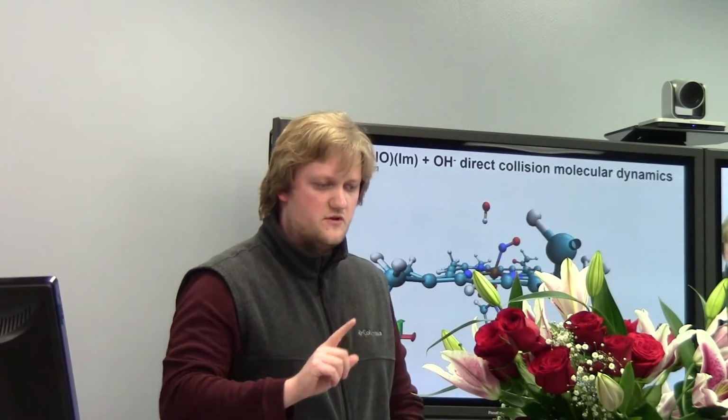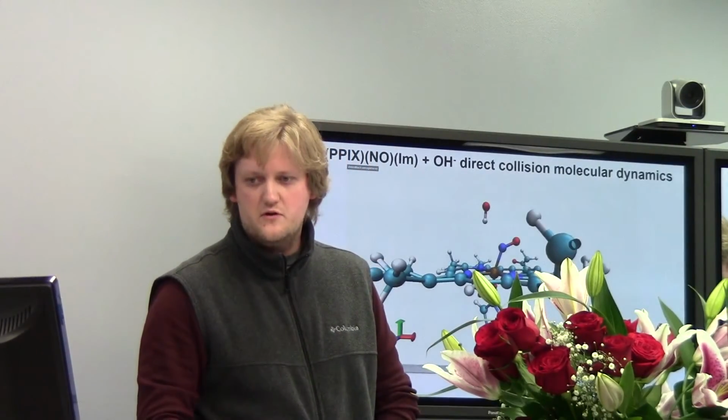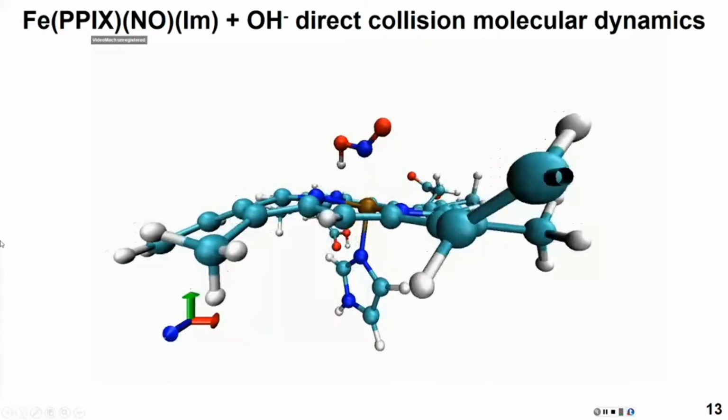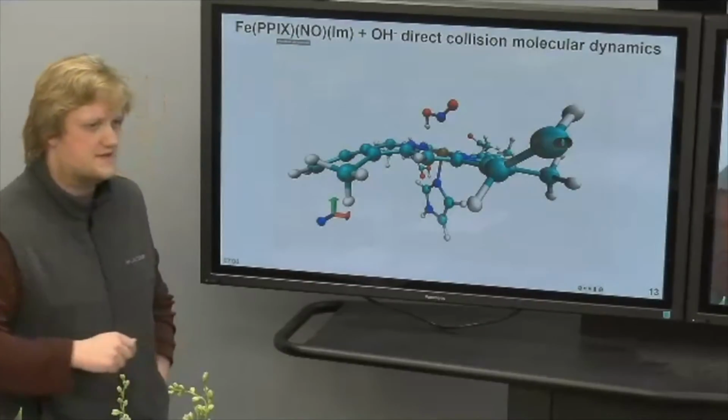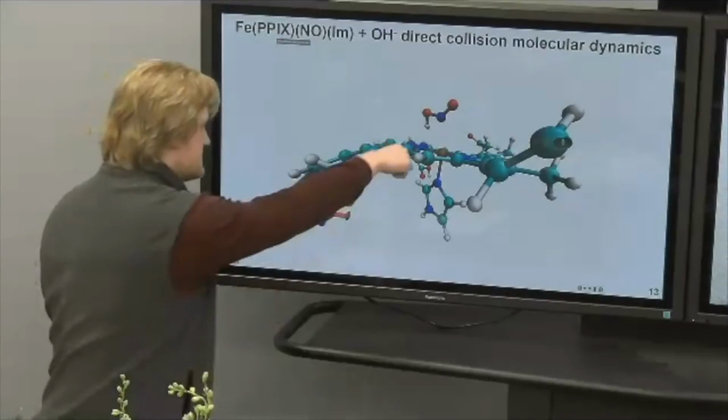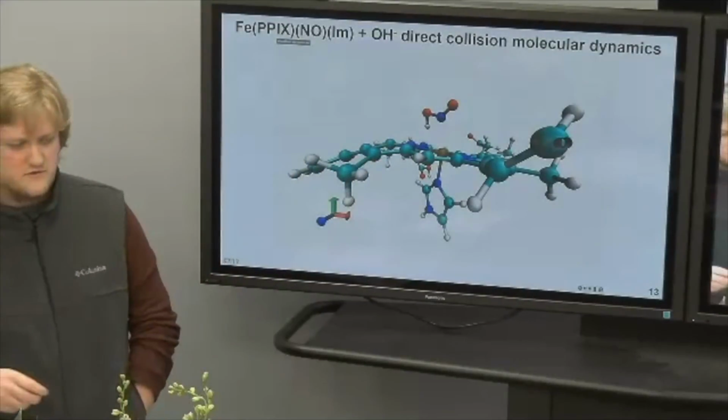Now, when we look at a molecular dynamic simulation where the hydroxide collides directly with the nitrosyl, we've noticed that, hey, we've not only connected, we've formed a bond, and it's dissociated from the iron. So we formed our nitrous acid.